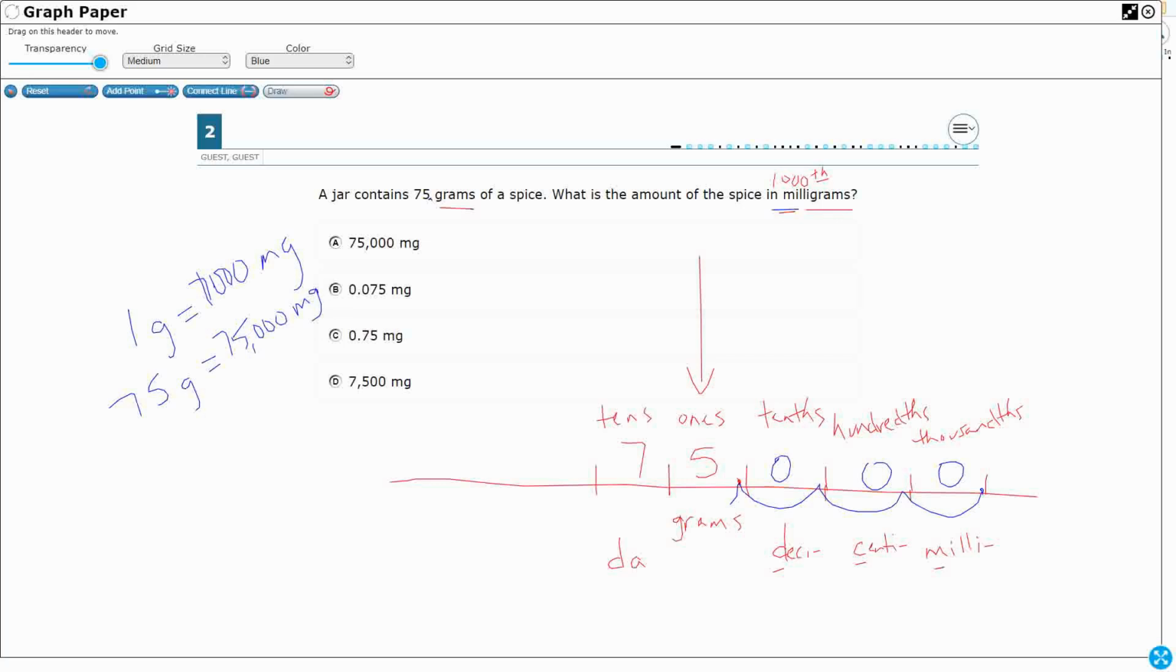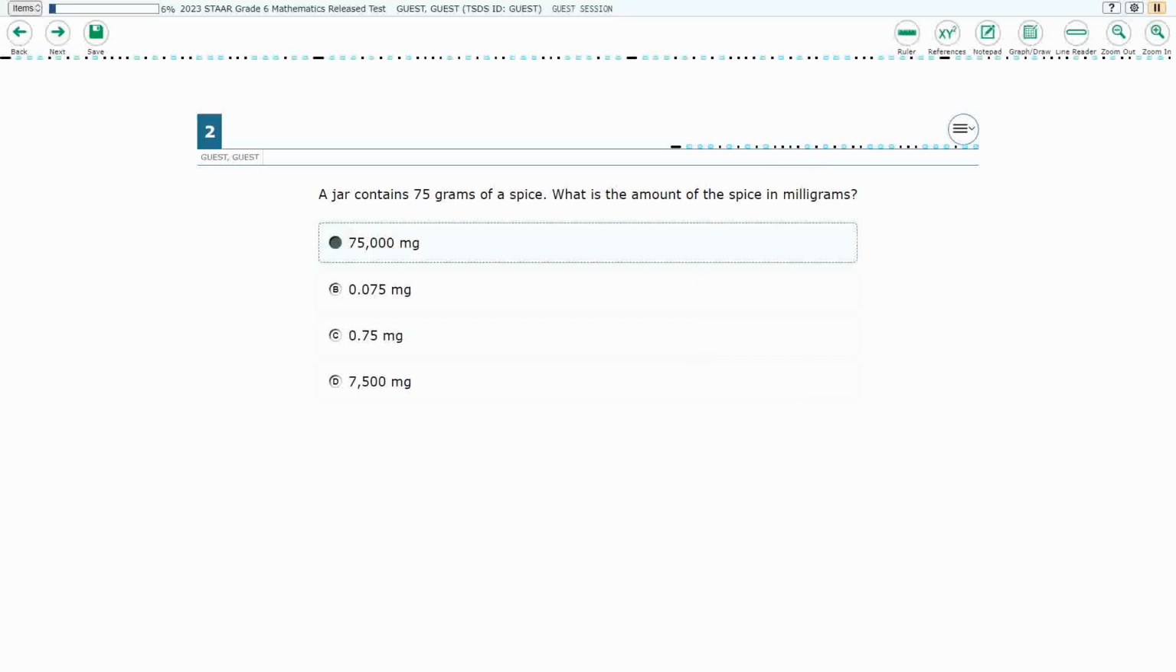So you could do it either way with this basic unit conversion. You could do it by drawing a place value chart. But either way, 75 grams of spice turns into 75,000 milligrams. Our answer is A.